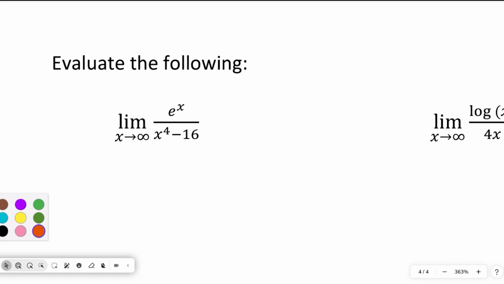Denominator, right? No, numerator. Exponential grows faster than polynomial. Numerator will grow faster, for sure. So what's the horizontal asymptote when the numerator is growing faster than the denominator? Like, for example, if you had something like x cubed over x squared, there'd be no horizontal asymptote, right?